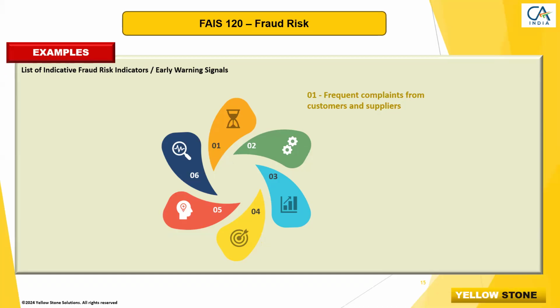So that was about an indicator for complaints from customers and suppliers. Next, low morale and motivation among employees. This is more like the employee is not motivated. We had discussed this in the first session in terms of the fraud triangle. This goes under rationalization of fraud.